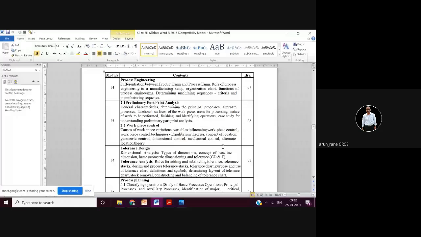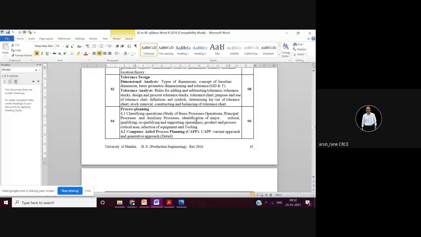Then workpiece control. I told you how to control the workpiece so that you get good geometric control. Good geometric control means the workpiece should not deflect or distort while the forces are applied. Then you should get good dimensions, that means whatever dimensions are mentioned in the drawing should be achievable. So how to do the referencing for that? Then mechanical control, how to locate the components. That all comes under the workpiece control. Then you have tolerance design: how to design the tolerances, how to do the balancing.